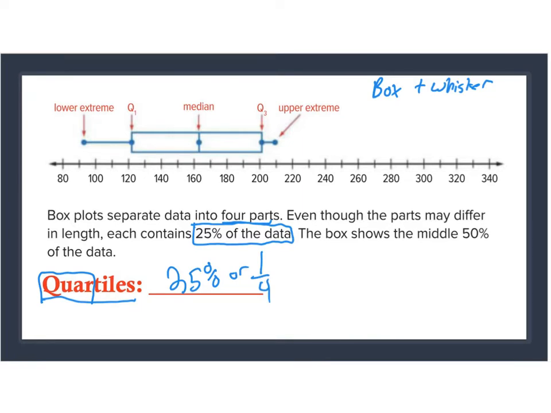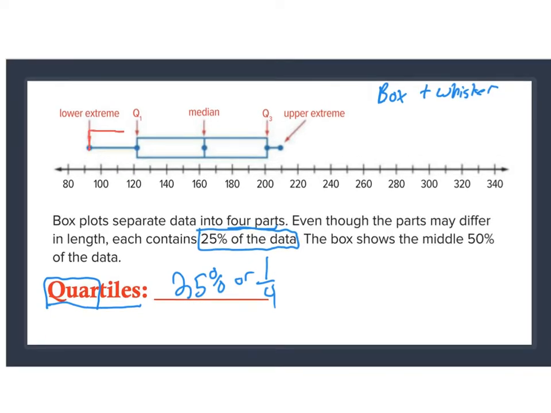Okay? So what I want you to see now is here. Each box is 25%. Each part of the box is 25%. So from here to here is 25%. I'm going to use a different color now.